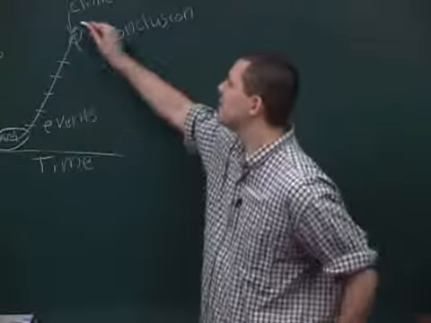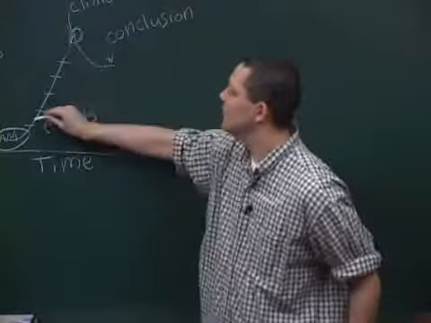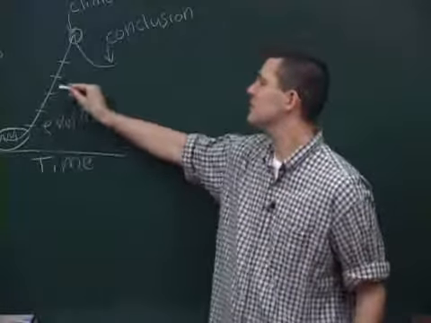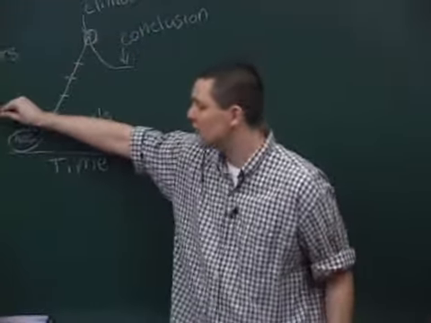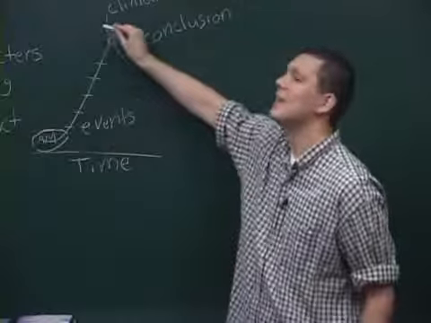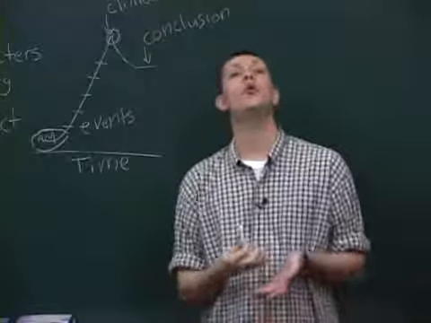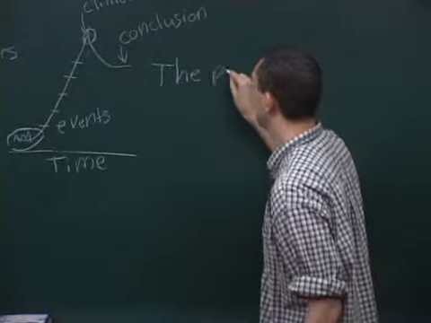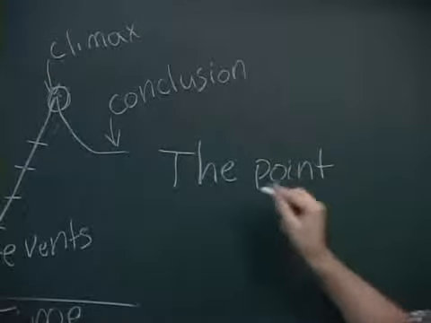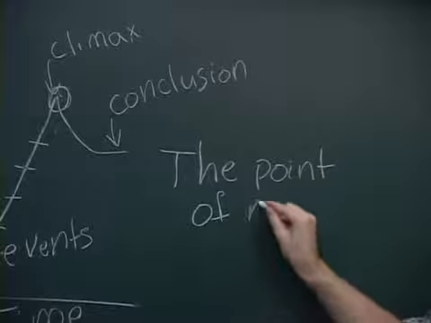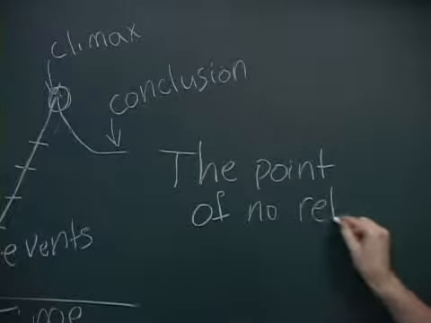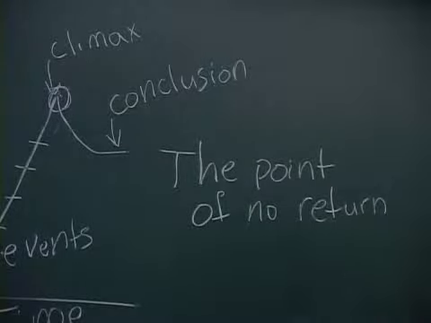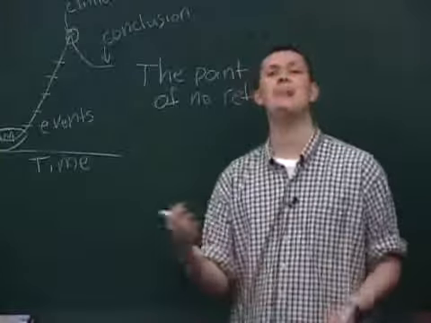So the climax really is an event just like the others. It's an event of the conflict, but it is the main one. Sometimes we call it the point of no return. The point of no return, it's basically saying you can't go back.